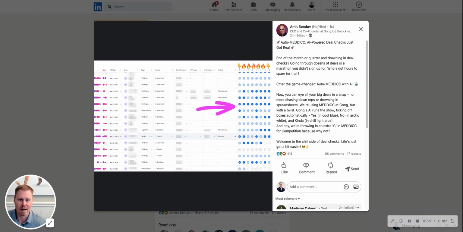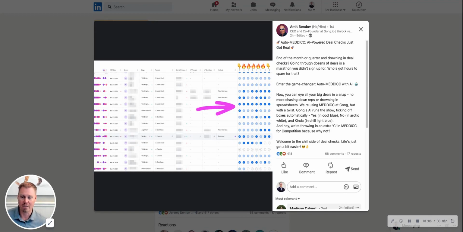So many of you may have seen this post from Gong about the Auto-MEDDICC function in the deal boards that you can see on the screen here. Super exciting innovation from the Gong team in integrating the MEDDICC methodology into their deal boards for your use as a sales manager. So I wanted to spend just a few minutes to comment on this launch and talk a little bit more about how you as a sales manager can leverage this, and the role that it may play in your day-to-day deal analysis and coaching for your team.